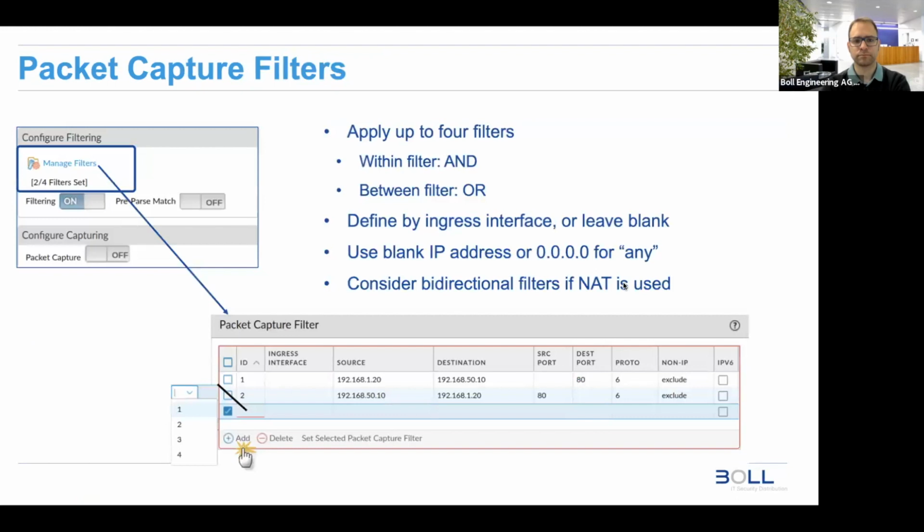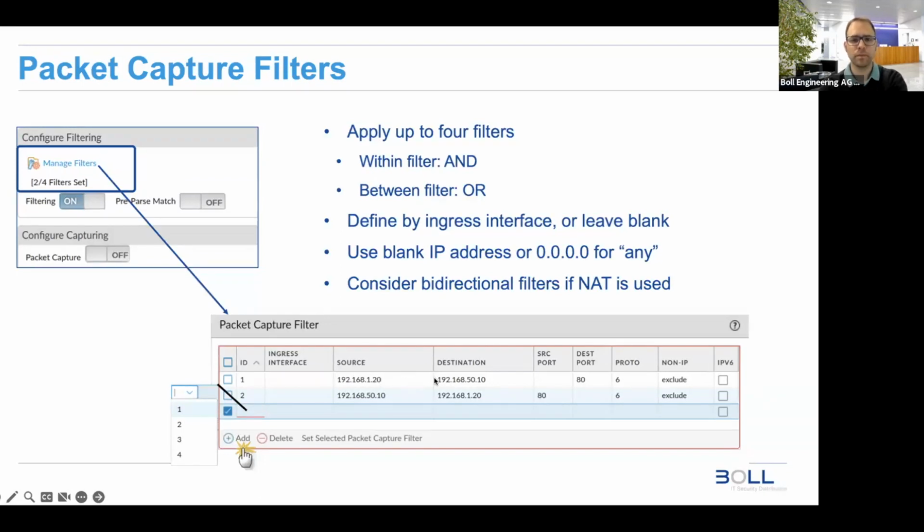If you click on filters, Manage filter is blue. You can click on it again. The packet capture filtering screen is opening. So what you can do here is you can add up to 4 different filters. 4 filters, not more. And every filter consists of an ingress interface, a source IP, a destination IP, source and destination port, and a protocol number. 6 is TCP, as you know. And you can decide if you want to include or exclude non-IP traffic, and if you want to add IPv6 traffic as well.